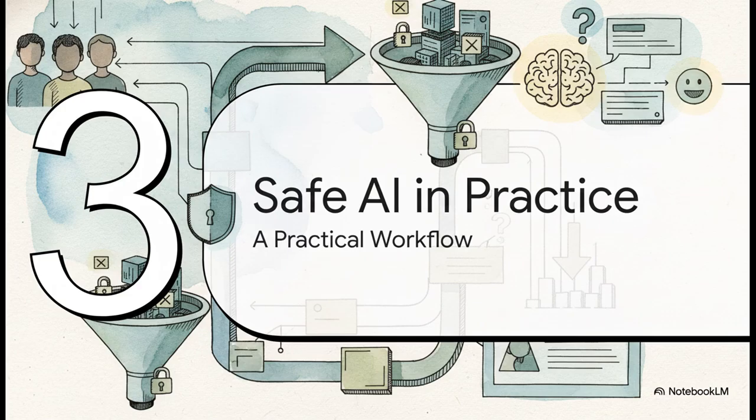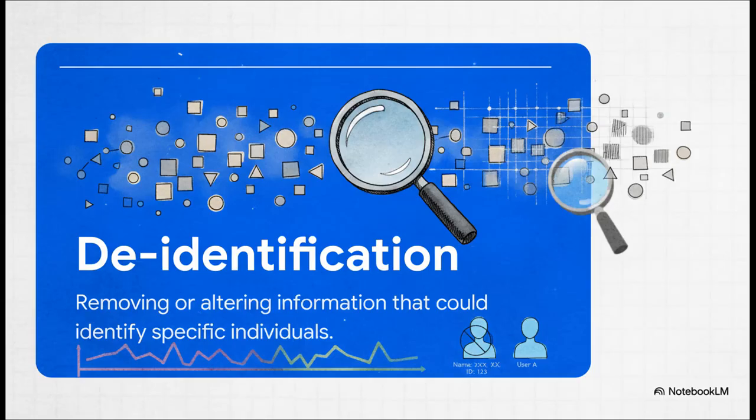Okay, so we've got our unbreakable rule. Got it. But what does that actually look like when you're at your desk trying to get work done? Let's talk about how to turn this principle into a real, practical, and safe workflow. The key technique that makes all of this work is something called de-identification. And it's a really simple idea. You just systematically strip out or change any piece of information that could point back to a real person before you ever hit enter on that AI prompt. This is your number one tool for using AI safely.